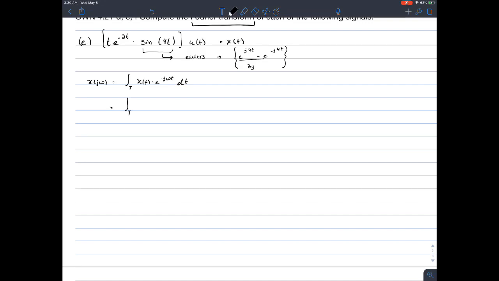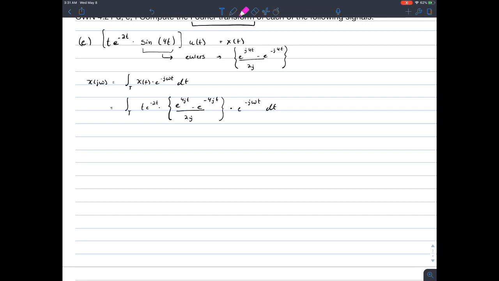So we have t u(t) e^(-2t) times (e^(j4t) minus e^(-j4t)) divided by 2j, still multiplying by e^(-jωt) with respect to t.